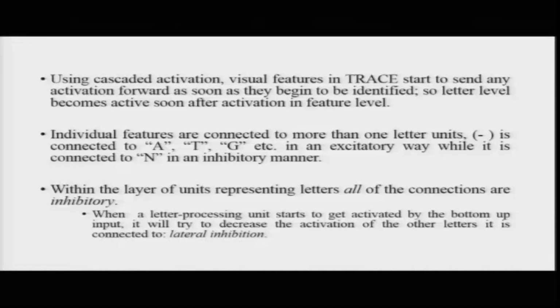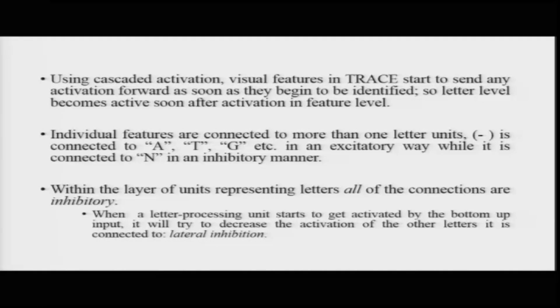Using cascaded activation, visual features in TRACE start to send activation forward as soon as they begin to be identified. The letter level becomes active as soon as some information starts getting accumulated at the feature level, and the letter level already starts activating some possible words, because this manner of activation is cascaded in nature. Cascaded basically means that as soon as information comes in here, some of it will pass on to the other levels as well.